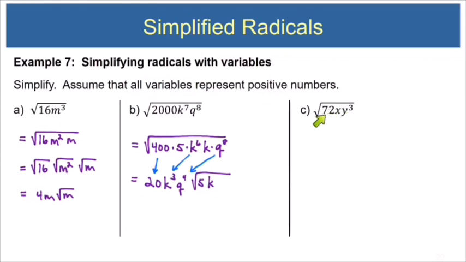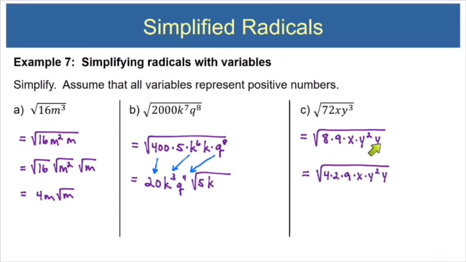Now you're probably like me, and when I see 72, my first thought is 8 times 9. So as I break the 72 down, I'm going to first write it as 8 times 9. And then I have times x and times y to the 3rd, but y to the 3rd is an odd power, so I'm going to break that down into y squared times y. Now before I start working on taking square roots, I noticed that 8 contains a perfect square factor because 8 is 4 times 2. So I'm going to go ahead and break the 8 down into 4 times 2, and I'm going to keep the 9 and all the rest.